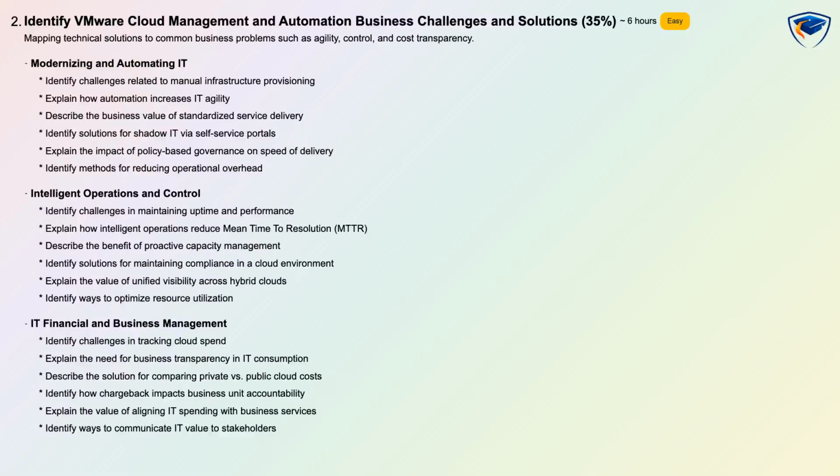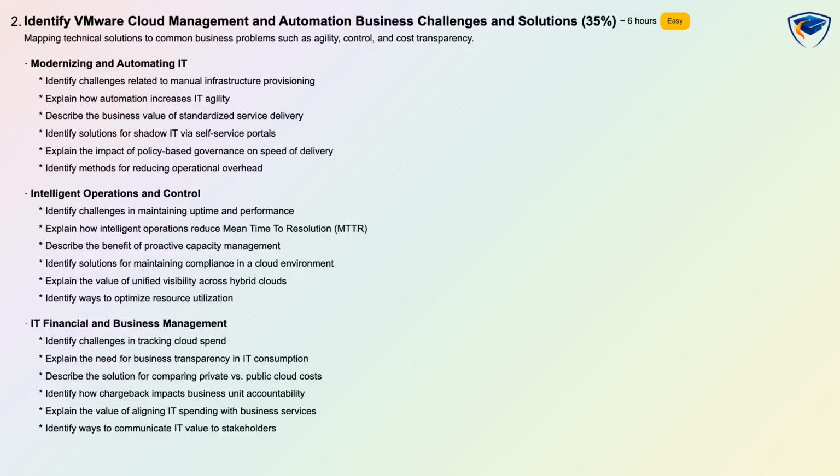Domain 2. Identify VMware Cloud Management and Automation Business Challenges and Solutions. Also counts for 35% and is rated easy with about 6 hours of study and scenario-based assessments. This domain teaches how automation modernizes IT by addressing manual provisioning challenges, increasing agility, enforcing standardized service delivery, reducing shadow IT through self-service portals, and applying policy-based governance to cut operational overhead.